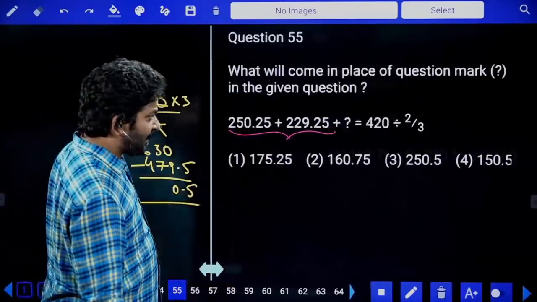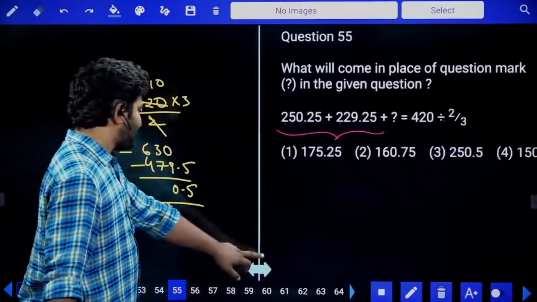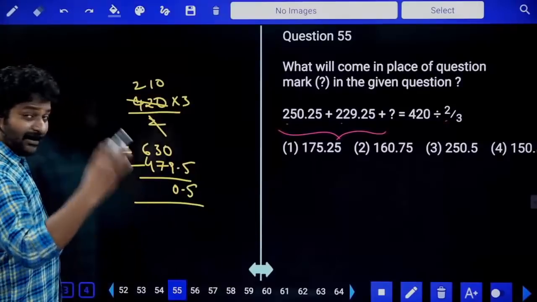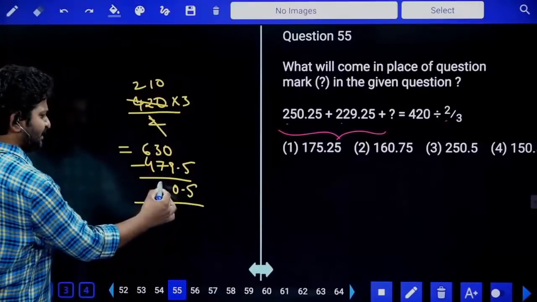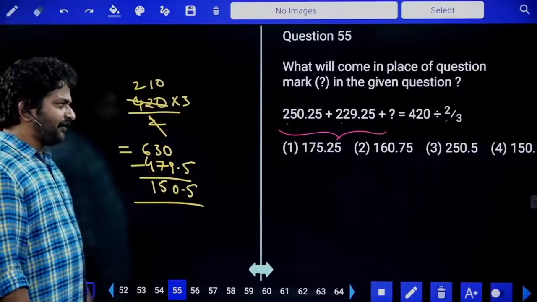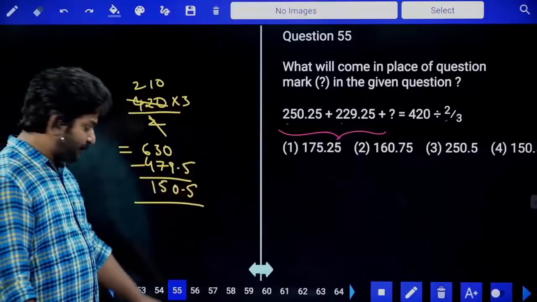How many options are ending with 0.5? Yes, two options are there, so there is no way we have to calculate this. So this is equal to 150.5. 150.5, fourth option is our answer.